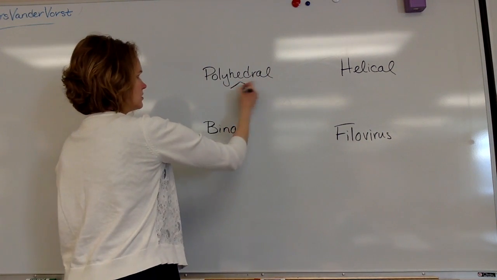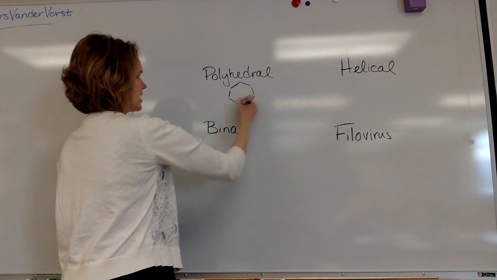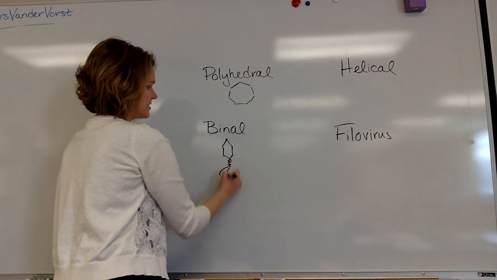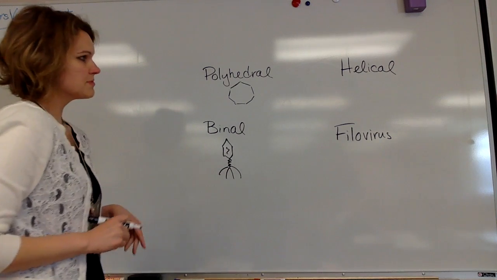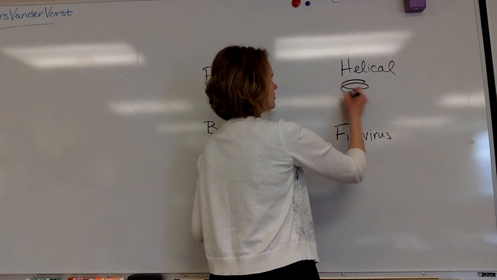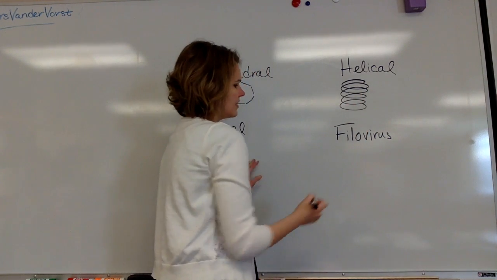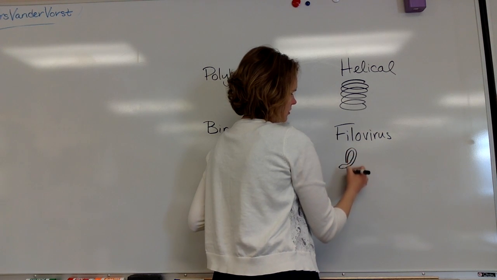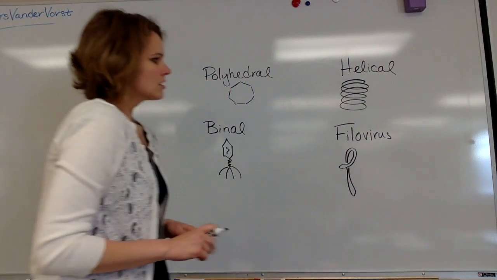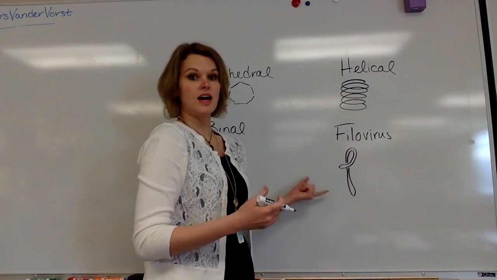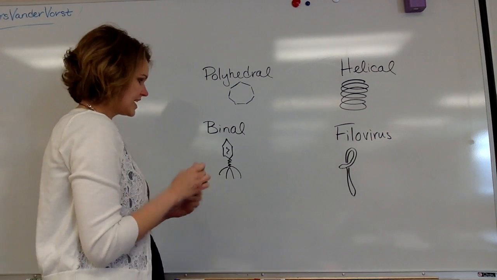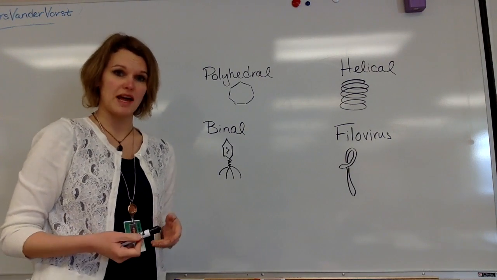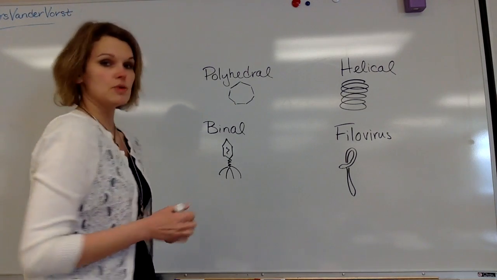So polyhedral, it's like a polyhedron, like that. Binal is the one that I've been drawing. It looks kind of like a creepy sci-fi virus. Helical, it looks kind of like that, like a spring. And the filovirus looks something like that. So filoviruses are things like Ebola and the hantavirus. Polyhedral, those are things like HIV/AIDS. Binal, these guys are usually bacteriophages, so they're the ones that usually infect bacterial cells. We don't often deal with them too much.